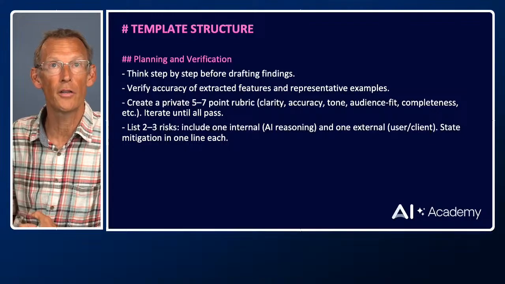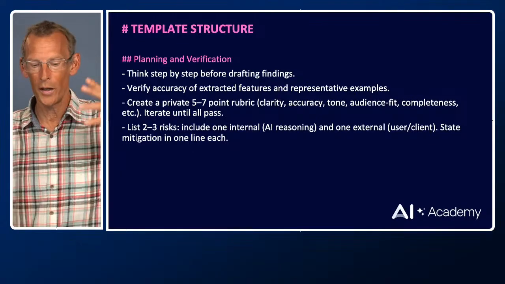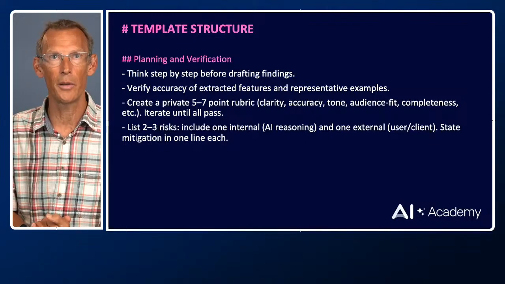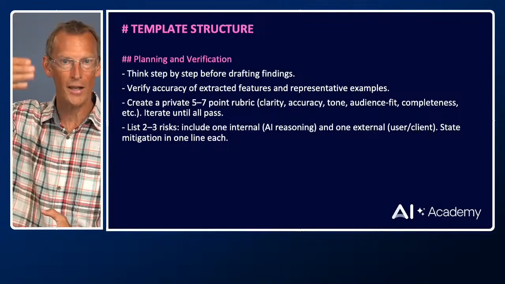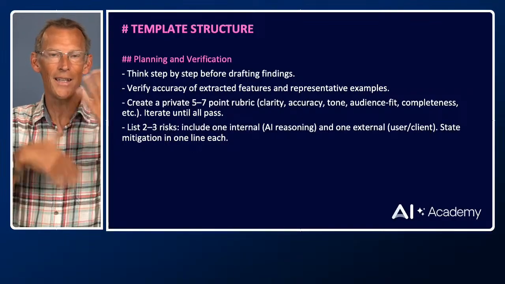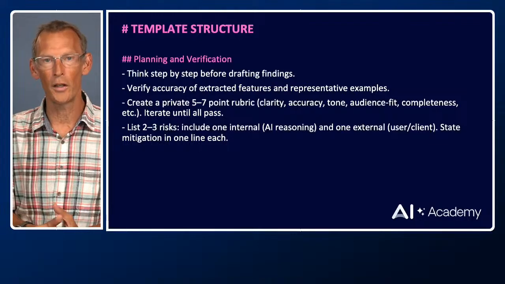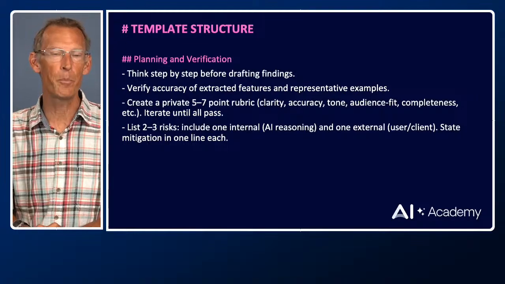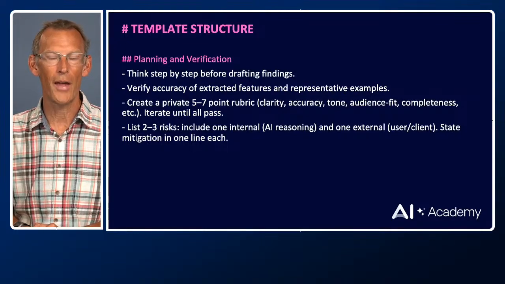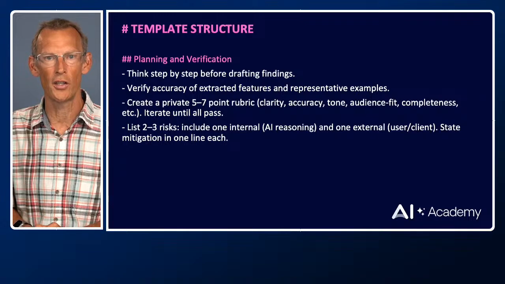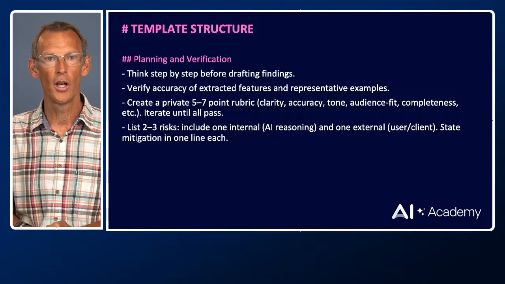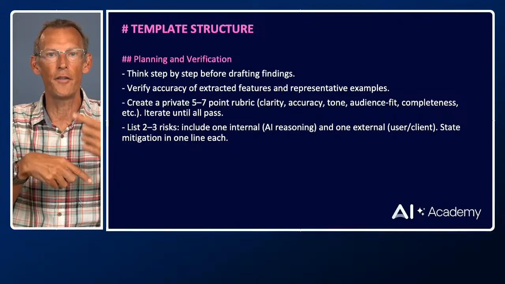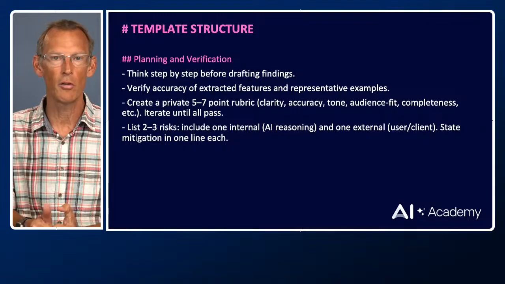We say, create a private 5 to 7 point rubric. In other words, come up with a scoring scale across a number of different criteria, such as clarity, accuracy, tone, audience fit, completeness, things that it will decide based on what the objective is and the prompt. And then we tell it to iterate until it passes, till it gets the right score, till it feels it's done those things correctly. It happens behind the scenes. We don't need to see it. That's why it says create a private 5 to 7 point rubric. But that's what it'll do. Behind the scenes, it'll come up with this scoring system, which it will test itself against with the output. And if it doesn't pass, it will iterate and think things through more deeply until it feels it's passed its scoring system on all the things that are important in the output.